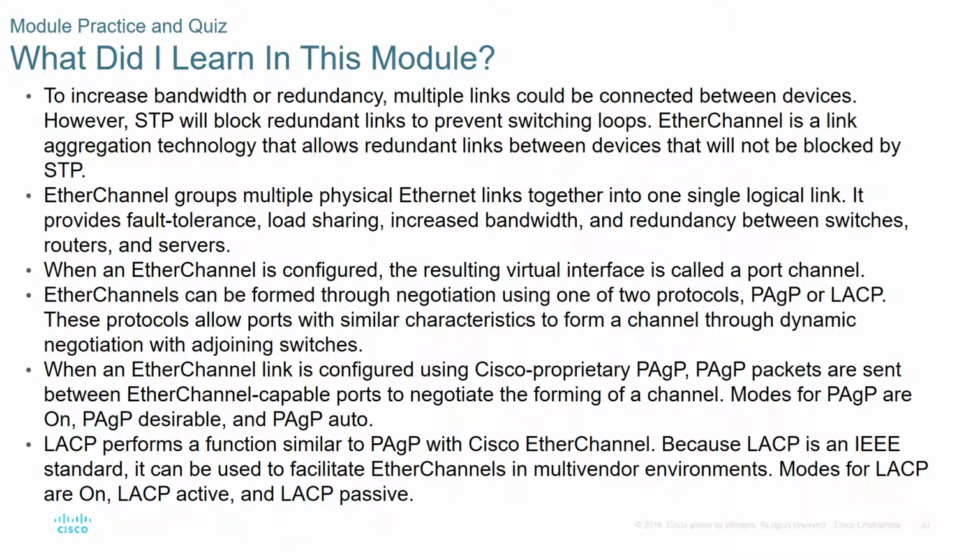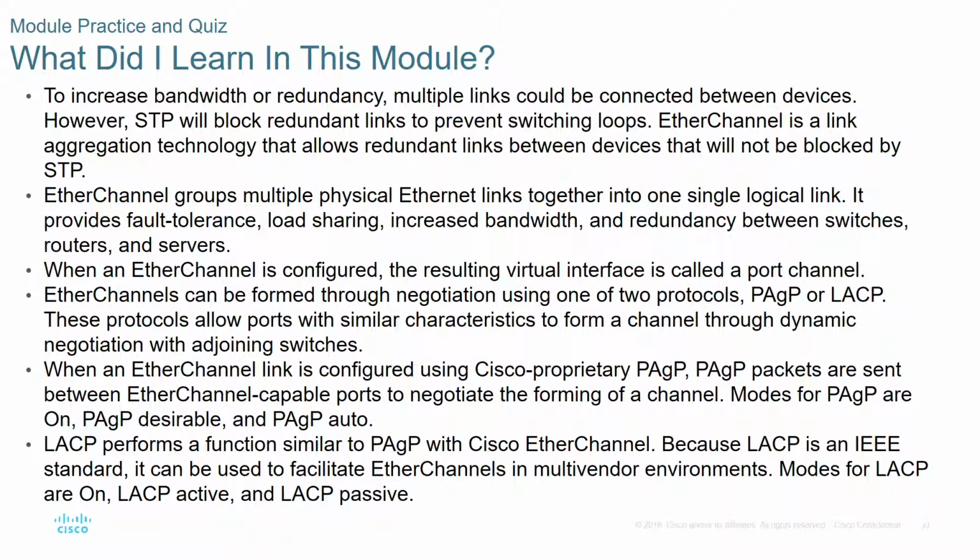EtherChannel is a link aggregation technology that allows redundant links between devices that will not be blocked by Spanning Tree Protocol. EtherChannel groups multiple physical Ethernet links together into one single logical link. It provides fault tolerance, load sharing, increased bandwidth, and redundancy between switches, routers, and servers. When an EtherChannel is configured, the resulting virtual interface is called a port channel.